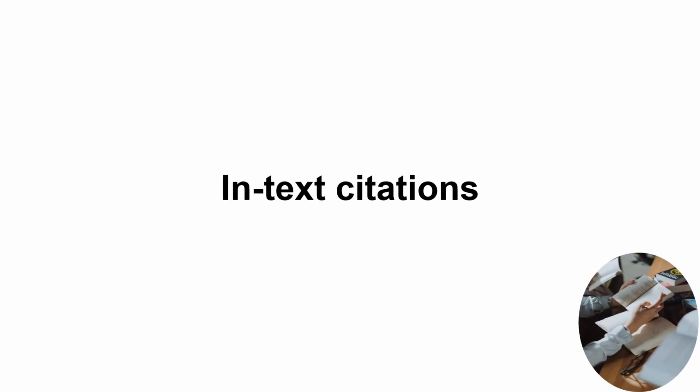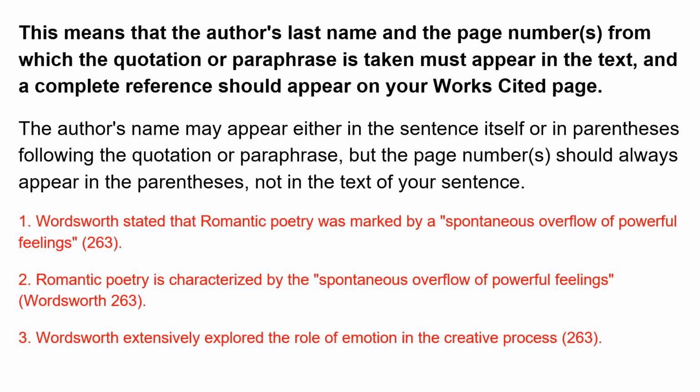In-text citations. This means that the author's last name and the page number or numbers from which the quotation or paraphrase is taken must appear in the text, and a complete reference should appear on your works cited page. The author's name may appear in the sentence itself or in parentheses following the quotation or phrase, but the page number or numbers should always appear in parentheses, not in the text of your sentence.